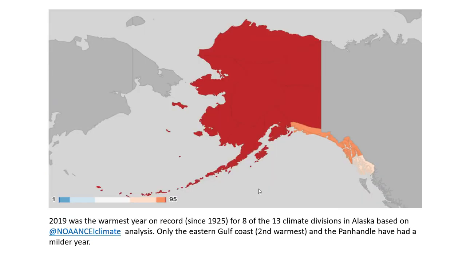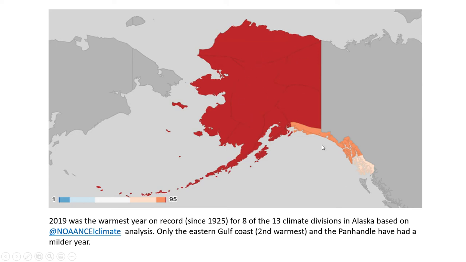2019 was the warmest year on record since 1925 for 8 of the 13 climate divisions in Alaska. This is again based on a NOAA and NCEI climate analysis. Only the eastern Gulf Coast was the second warmest, and the Panhandle had a milder year. That's this stretch here, right? This is the eastern Gulf Coast that's being referred to, and the Panhandle, right, down this way, heading down to Ketchikan and so on. The entire state has warmed up.